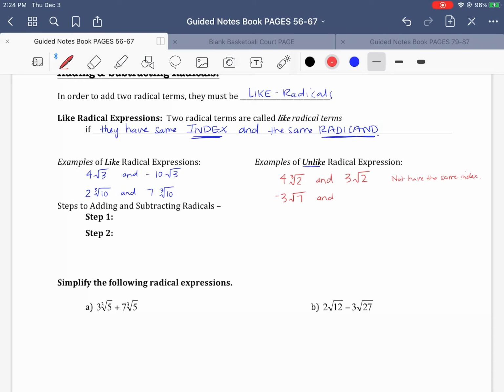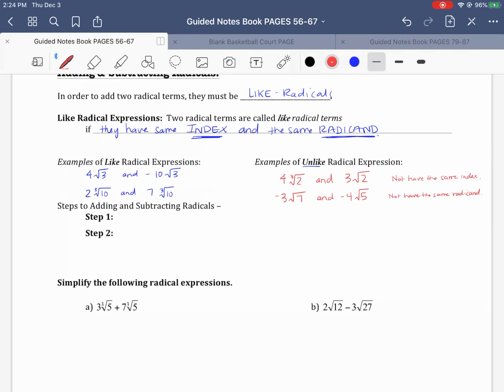Another example of non-like radicals would be negative 3 square root of 7, and let's say negative 4 square root of 5. So even though they're both square roots, they have the same index. One is the square root of 7, one's the square root of 5. So you can't say if I have negative 3 of these and I minus 4 more of these, because this is different than the other one. So these ones don't have the same radicand.